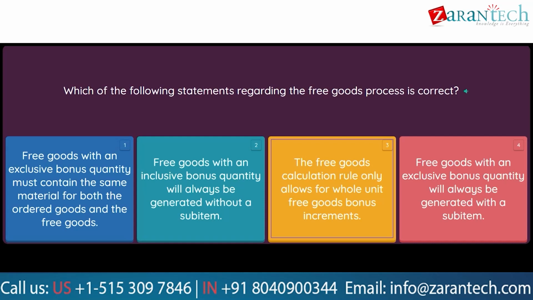Option 3: the free goods calculation rule only allows for whole unit free goods bonus increments. Option 4: free goods with an exclusive bonus quantity will always be generated with a sub-item.